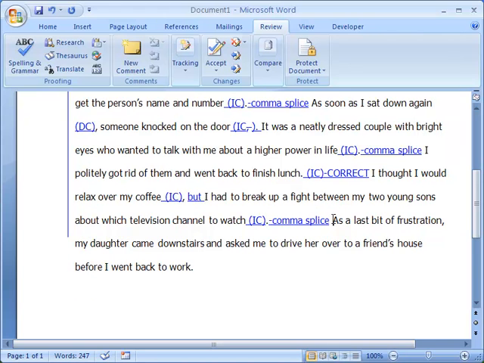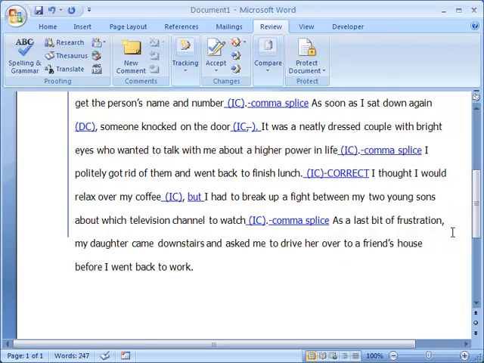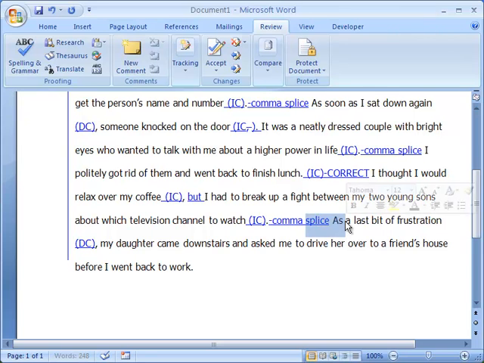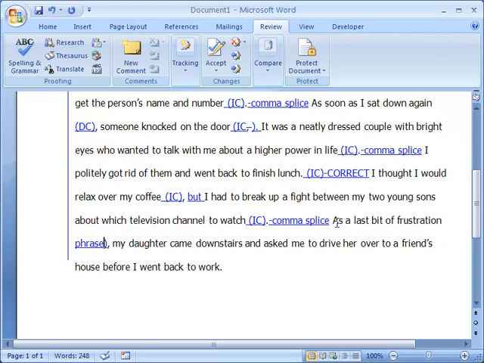The last sentence reads, as a last bit of frustration, my daughter came downstairs and asked me to drive her over to a friend's house before I went back to work. Here I have two ideas, divided by a comma. The first idea is a dependent clause. Begins with a dependent word. I'm sorry, this is actually a phrase. Even though it begins with a dependent word, I only have a subject, the bit of frustration. I don't have a verb.